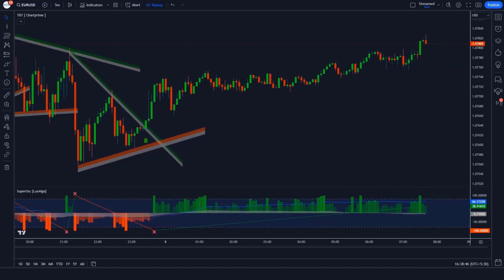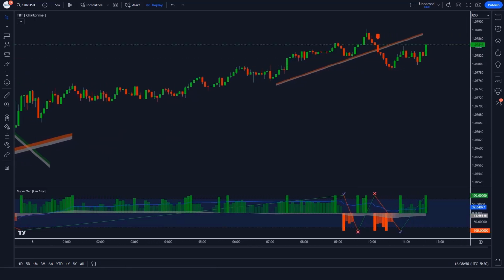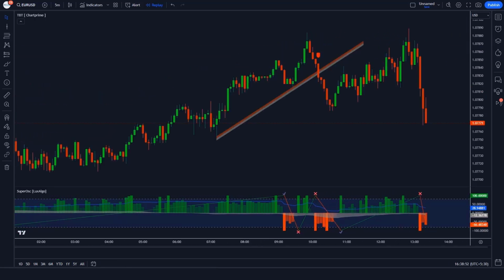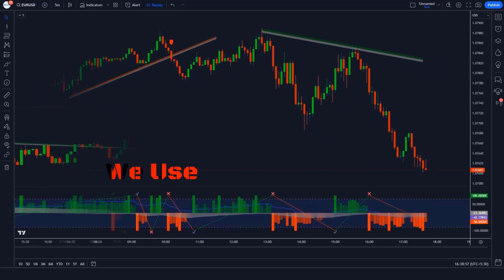I hope you must have liked this trading setup. Whether you're a beginner or a seasoned trader, this indicator can give you the edge you need to succeed. Let's see how we use these trading indicators. Let's start.